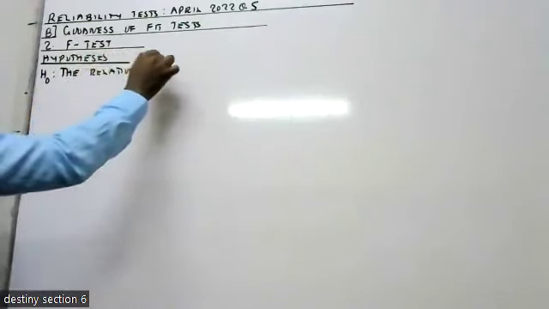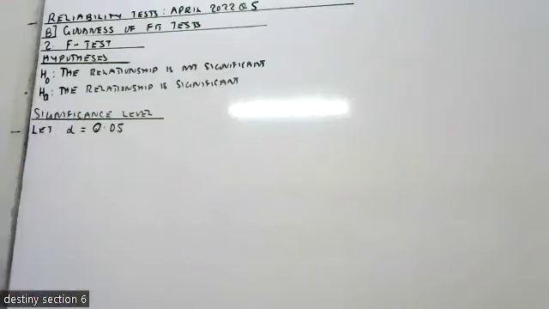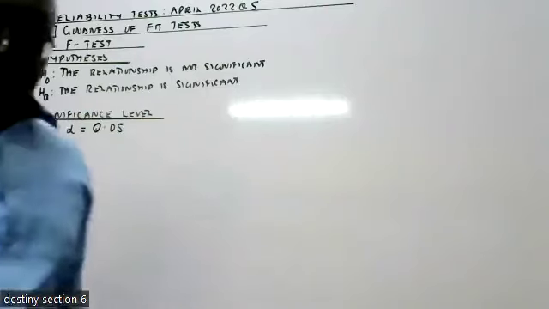Significance level. Now, this is what I told you. We have the evidence of rejecting the relationship. So here, because the question has not told us, we will let alpha be 0.05.